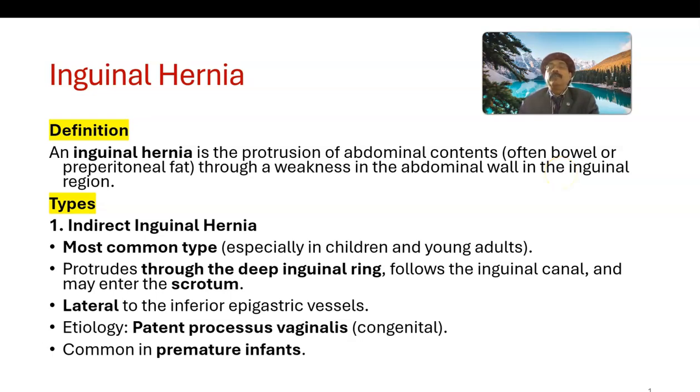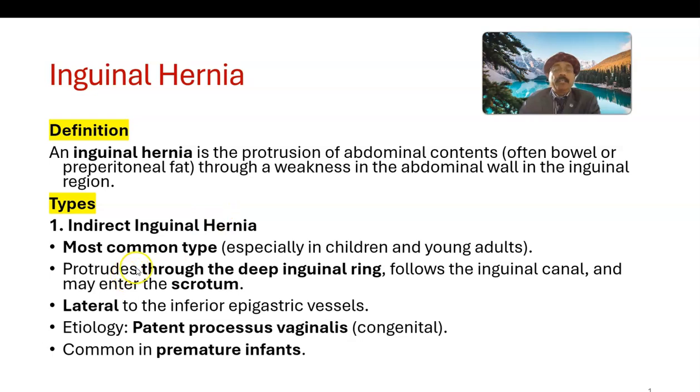The inguinal region is the region between the lower part of the abdominal wall and the upper part of the thigh. Types of inguinal hernia: we have indirect inguinal hernia and direct inguinal hernia. These are mostly a problem of males, but there may be female inguinal hernia.